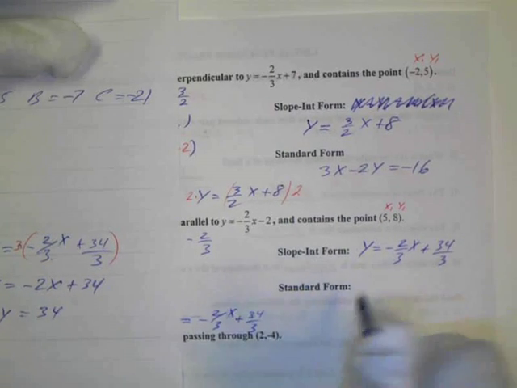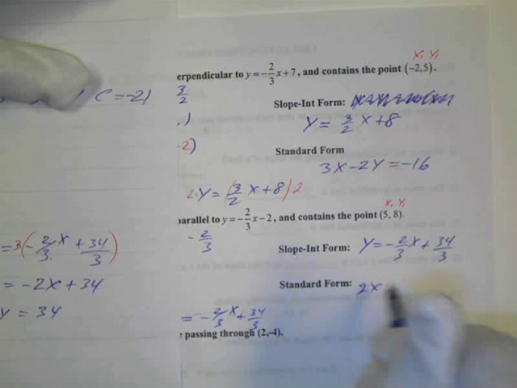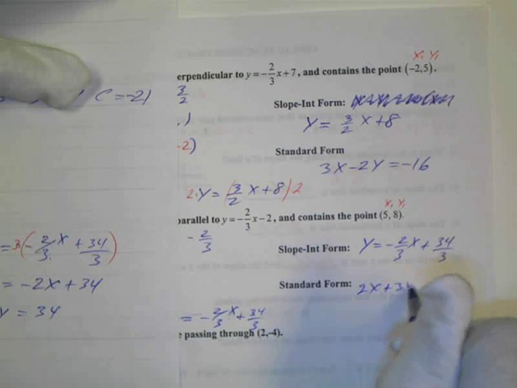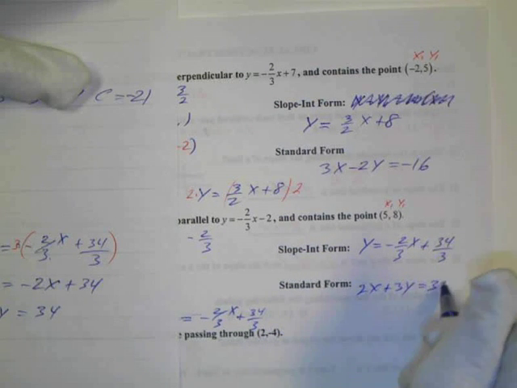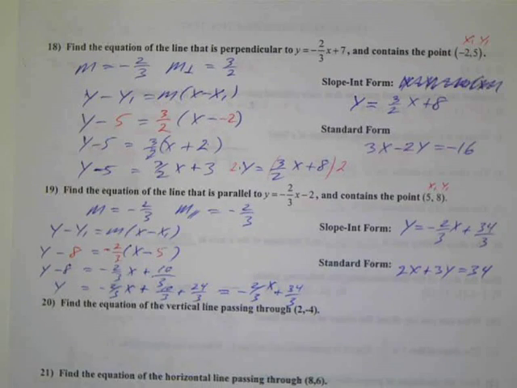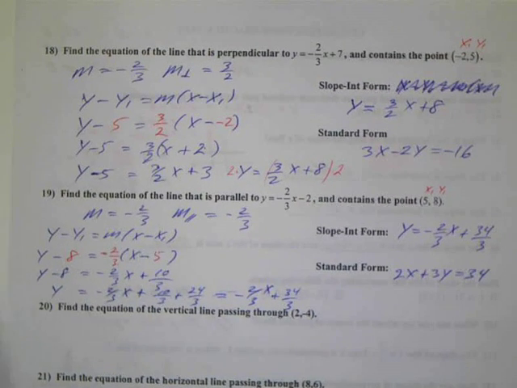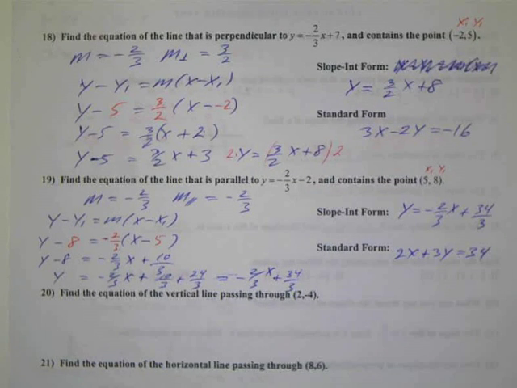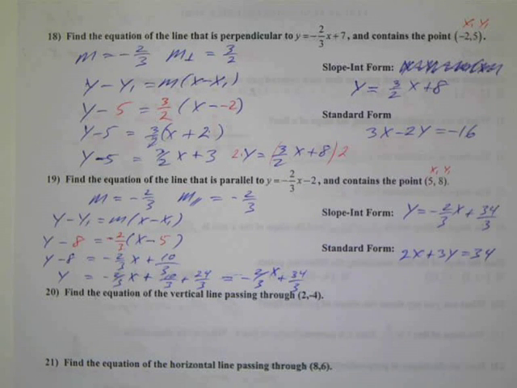So I'll write that over here. 2x plus 3y equals 34. Okay? So that should be okay, unless I made some silly mistake over here, but hopefully I did everything right. So that's number 19.